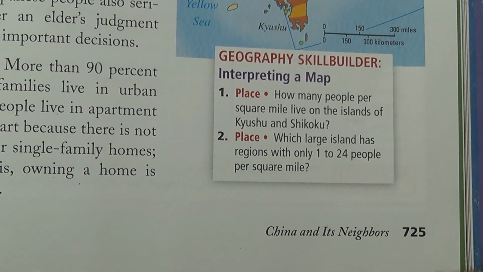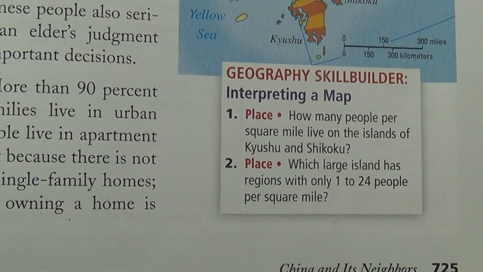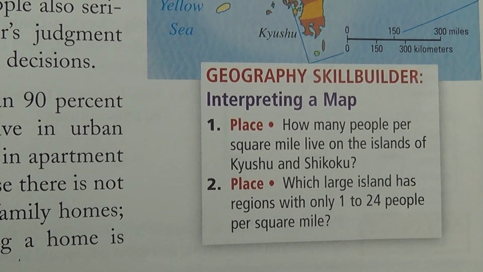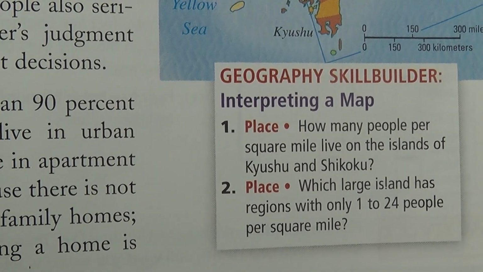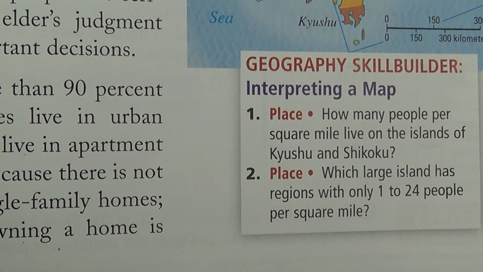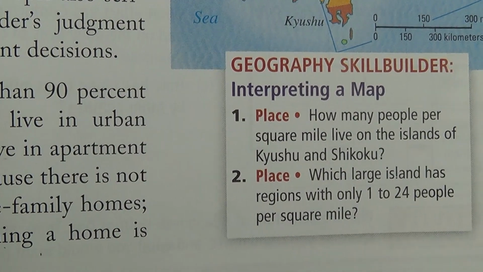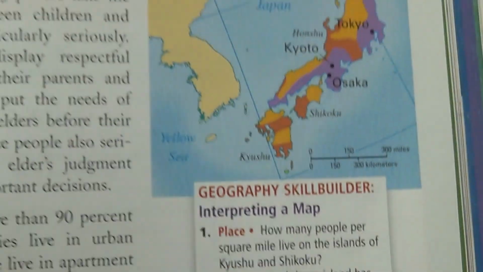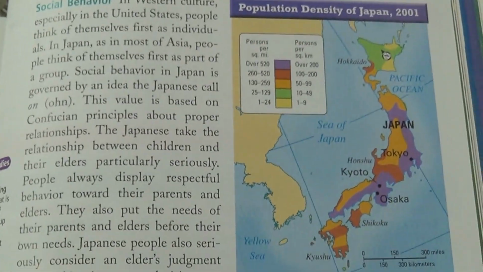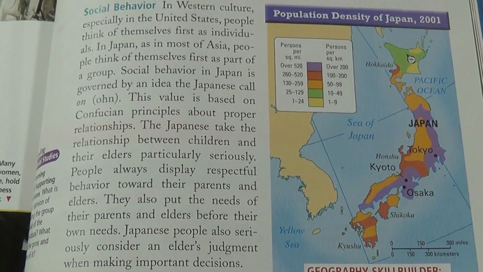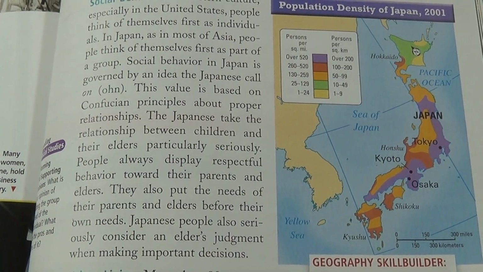We are doing both questions on 725. One question is, how many people per square mile live on the islands of Kyushu and Shikoku? Number 2 is, which large island has regions with only 1 to 24 people per square mile? So pause, take a look at this map. All right, I'm going to tell you the answers, and then if they're wrong, I expect you to watch the explanation.